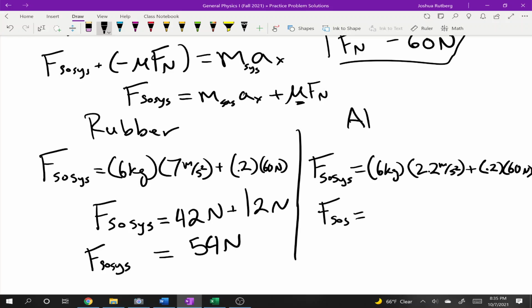So 6 times 2.2 is 13.2, plus 12. 13.2 newtons plus 12 newtons is equal to 25.2 newtons.